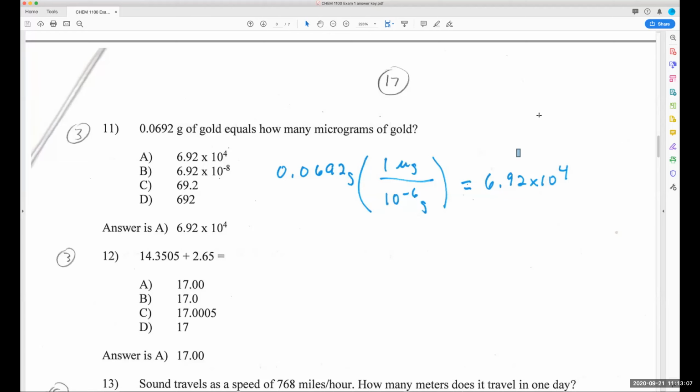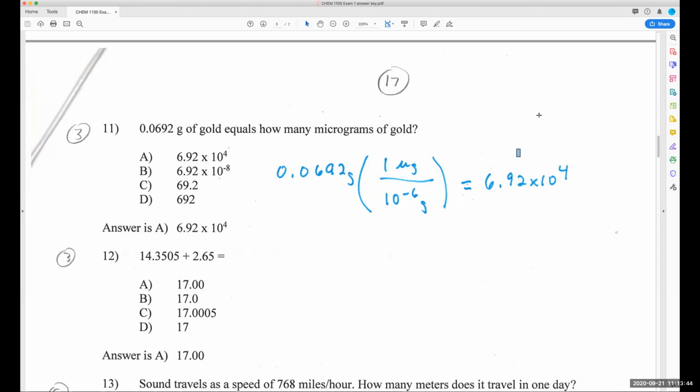Number 12, the last class I had some questions about this, where we have these two numbers that are added. The key here was remembering the significant figure rules for adding and subtracting. For those, what determines the significant figures is the number of digits to the right of the decimal. The 14.3505 had 4 digits to the right. The 2.65 had 2 digits to the right. So that 2.65 value determines how many significant figures you have to the right of that decimal. And so the answer is 17.00.